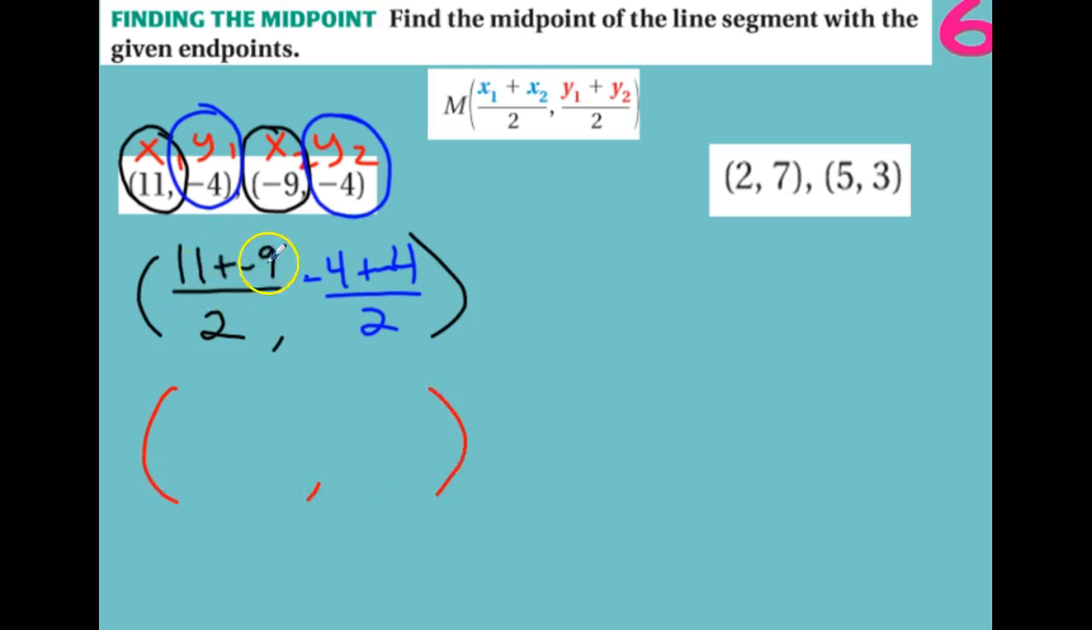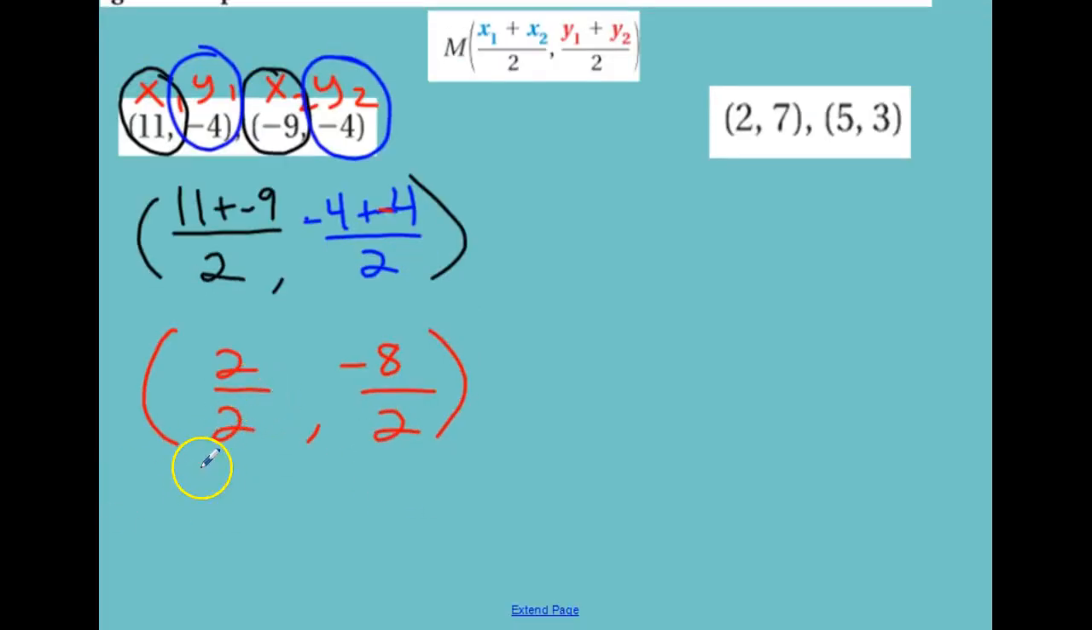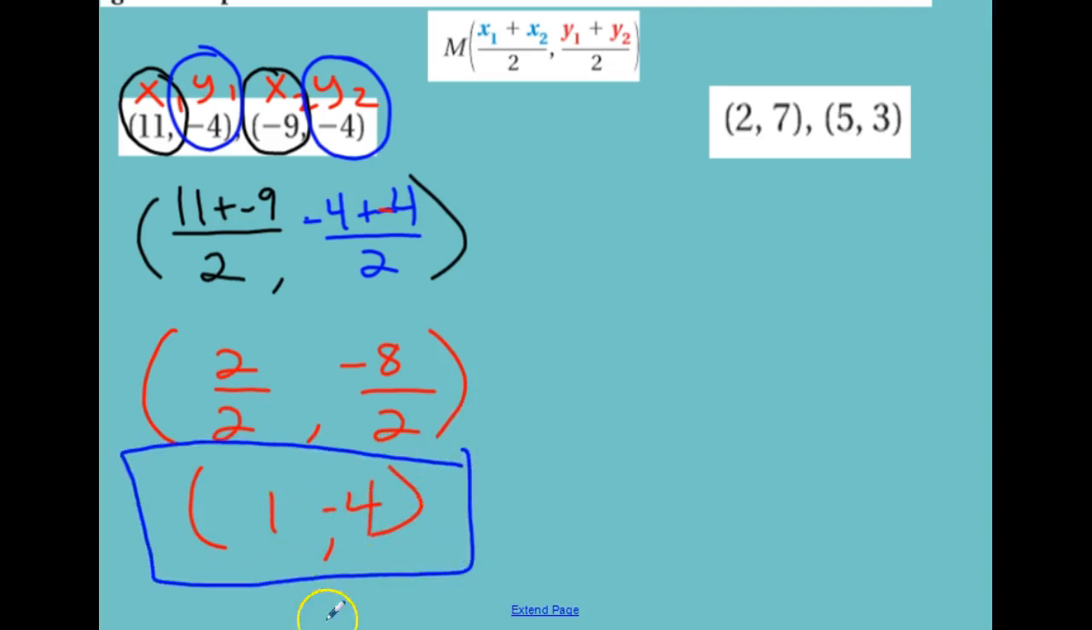So 11 plus -9, or 11 minus 9 is 2, and we have to divide by 2. -4 plus -4 is -8, and we have to divide by 2. So our point, 2 divided by 2 is 1, and -8 divided by 2 is -4. So this is the point that is the midpoint, or the spot that's right in the middle between those 2 points.